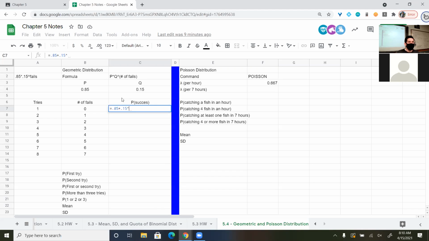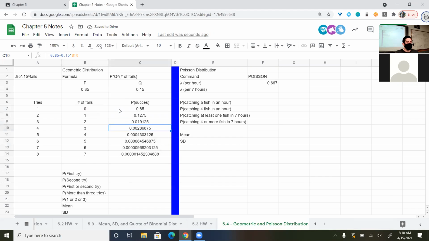And now I don't want to have to type in the number of fails every single time. So that's why I created this column, because I can now just click on this cell, hit enter, and I know that this probability of success is 85%. But now I'm going to grab this blue square, drag it down, and what it just did is it took every single probability of failure and changed my exponent. So that is all the work that you have to do ahead of time. You are now able to answer all the questions.